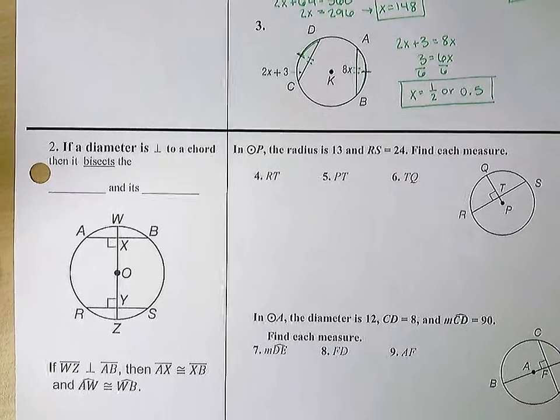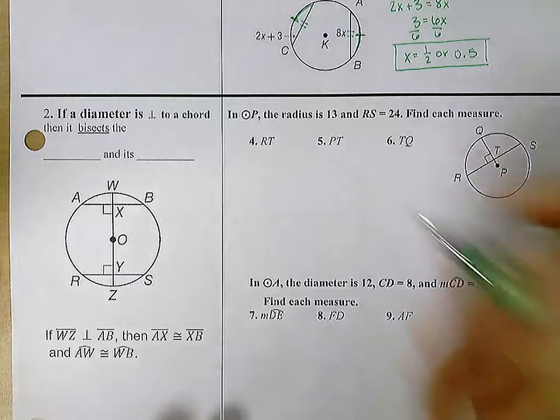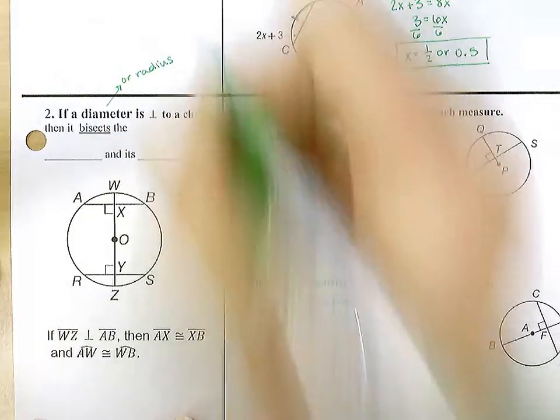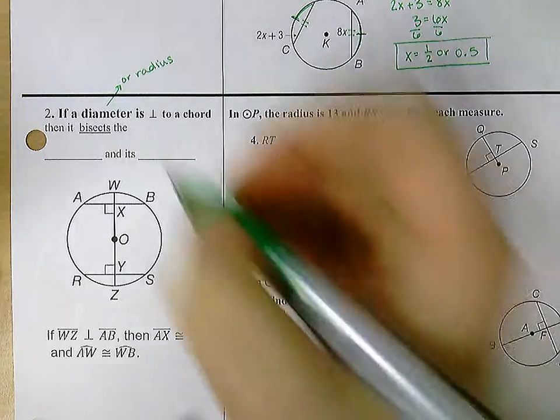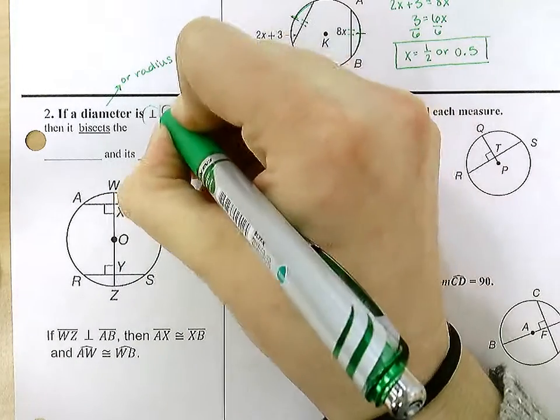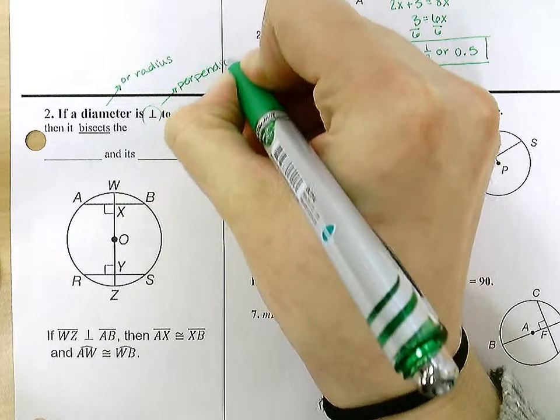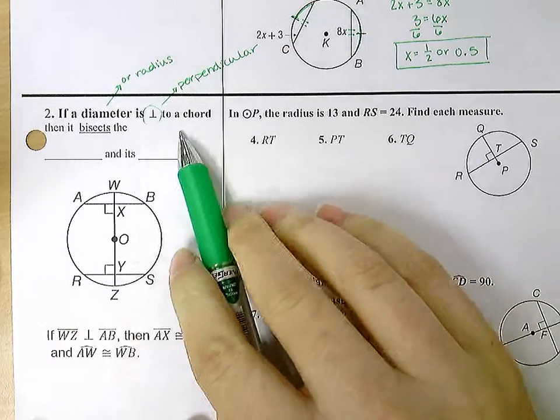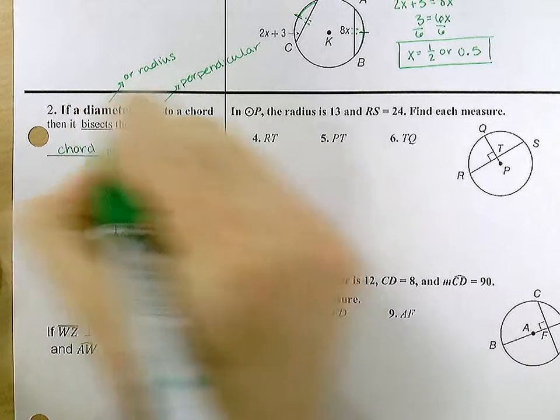All right, our second property says if a diameter, or this could be a radius, okay, it doesn't have to be the diameter, it could be the radius as well, is perpendicular. Okay, so again, the symbol means perpendicular. To a chord, then it bisects the chord and its arc.